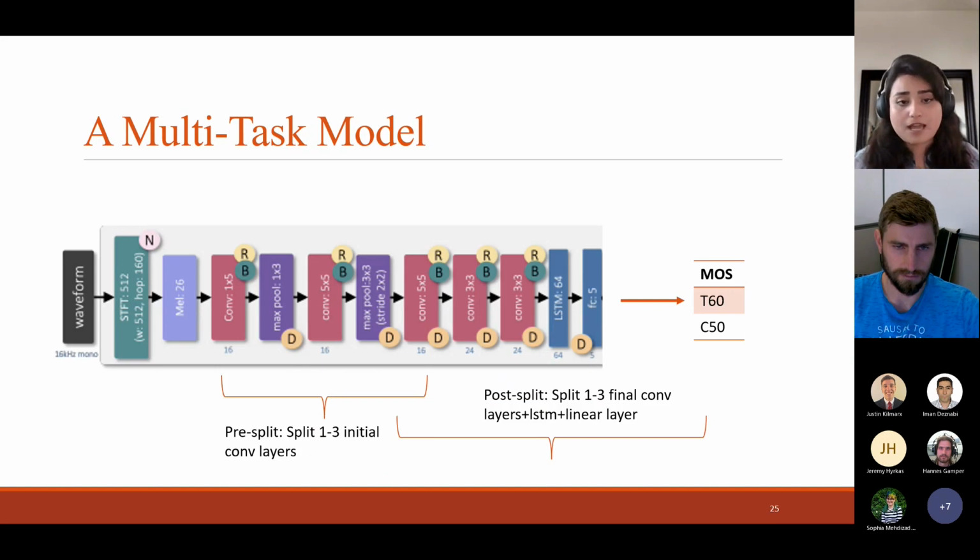By task-specific layers, I mean that in 2 different ways. We split the convolutional layers for each task. We have a pre-split architecture in which we split the first or initial convolutional layers and then fuse the rest of the model. And in the post-split architecture, we split the final convolutional layer from the rest of the model.